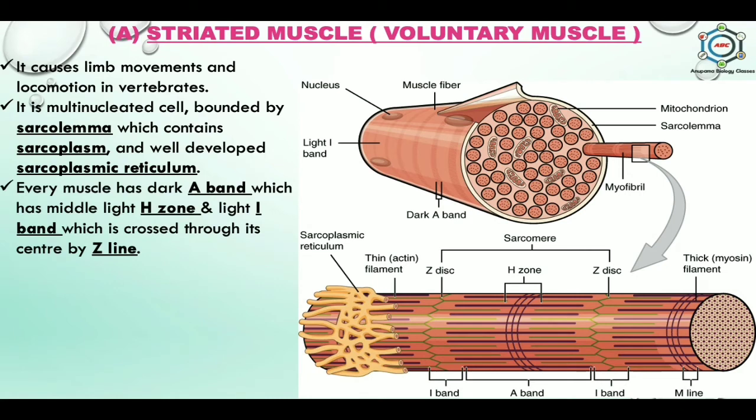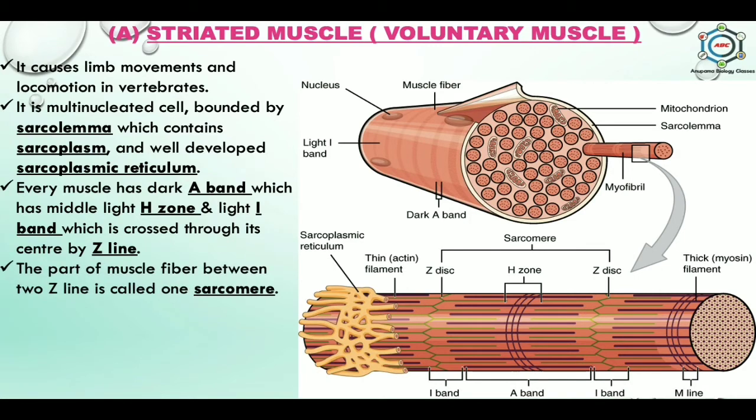In the picture you can see every muscle has a dark A band which has a middle light H zone, and a light I band which is crossed through its center by the Z line. The part of the muscle fiber between two Z lines is called one sarcomere, and this sarcomere is the unit of muscle fibers.